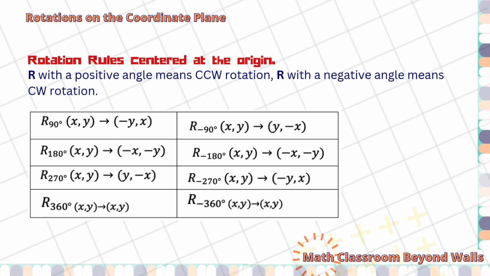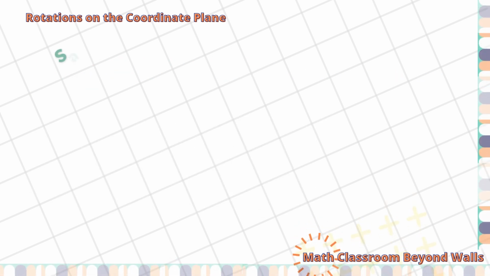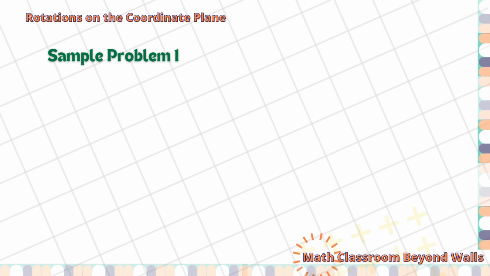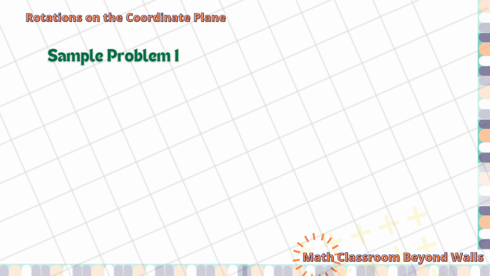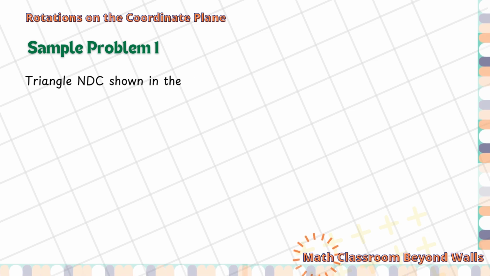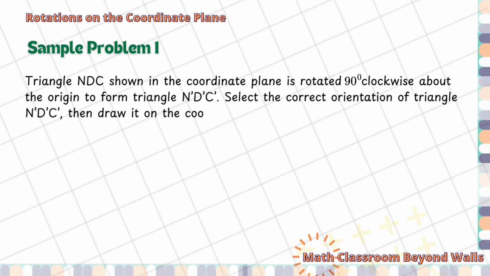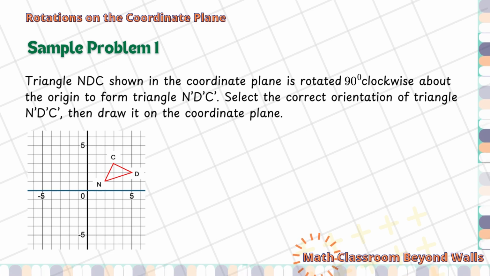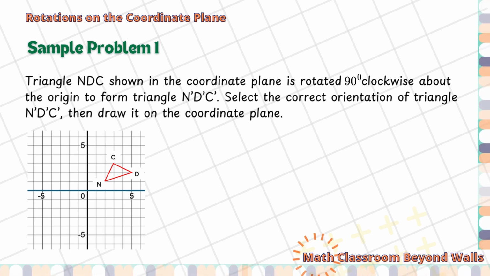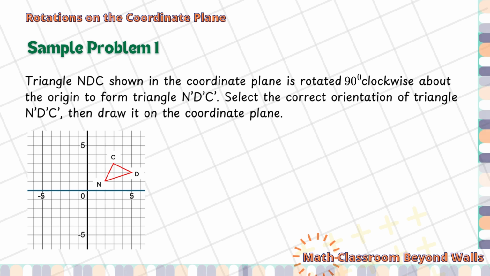There you are, learners. We have laid down the important concepts that you need to know to be able to answer simple problems on rotation. Let us do this sample problem to check our understanding of the concepts. Here is the problem. Sample problem 1. Triangle NDC, shown in the coordinate plane, is rotated 90 degrees clockwise about the origin to form triangle N prime, D prime, C prime. Select the correct orientation of triangle N prime, D prime, C prime, then draw it on the coordinate plane.